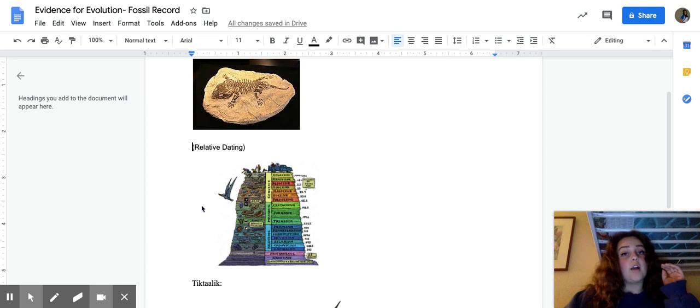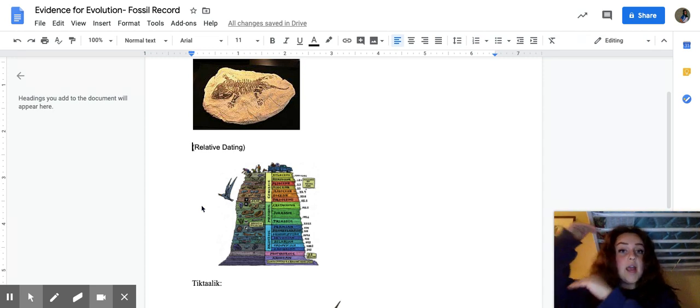Now, the layers of the rock in which these fossils were found, if they were at the bottom, that means they are significantly old. Now, if they were found towards the top, it means they are significantly younger.